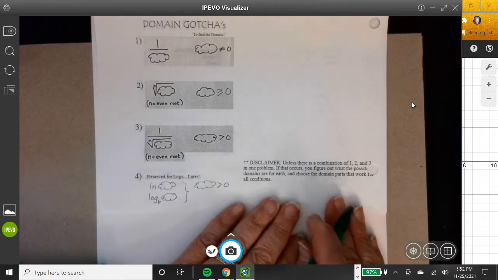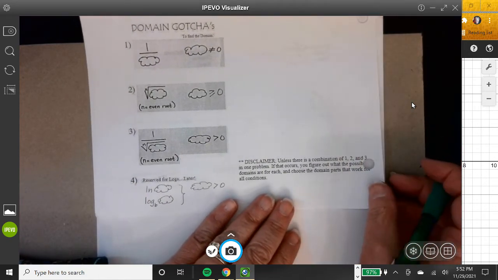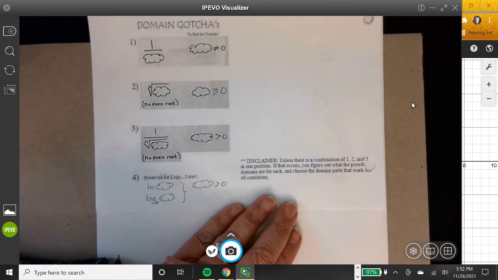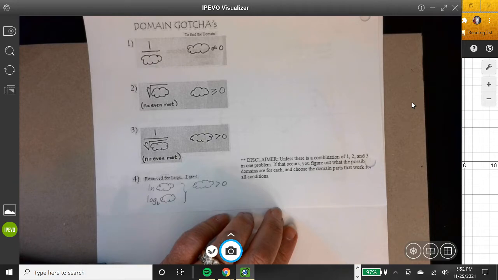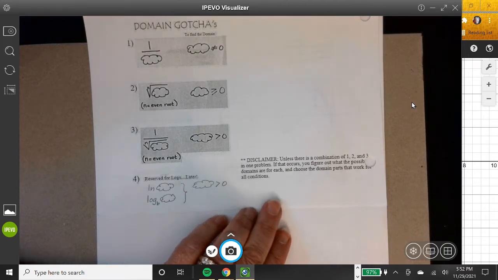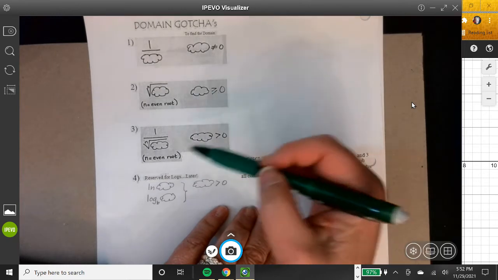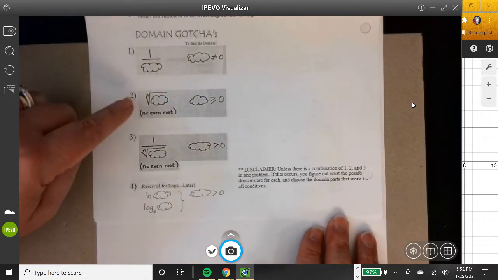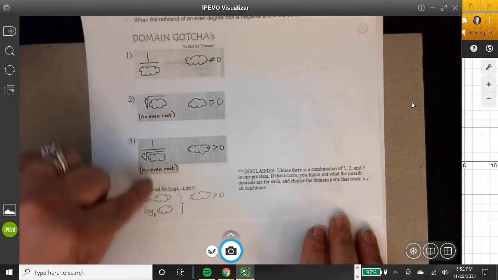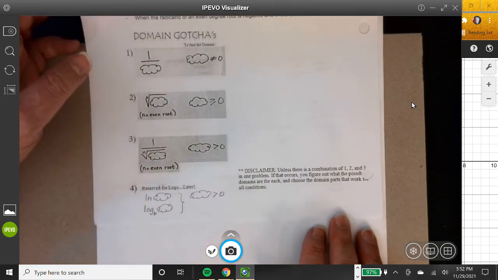Okay, and now here's my disclaimer. You know, when the lawyers get on TV and they like to say at the end of a commercial their fast talk of all the exceptions and everything. Well, here it goes. Unless there's a combination of 1, 2, and 3 in one problem, if that occurs, you figure out what the possibilities for domains are for each and choose the domain parts that work for all conditions. Well, I kind of botched it, but you get the point. Sometimes you can have combinations of these things in one problem, and I have a couple of challenging problems in the notes that we can work through. Okay, but these are the basic domain gotchas or dangers that you have to worry about when looking for your possible values of x for your domain.